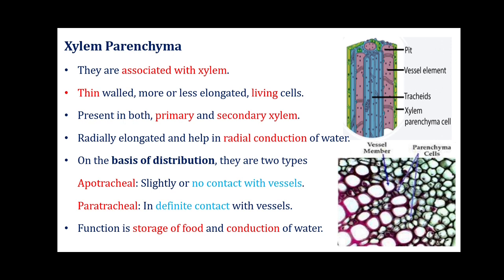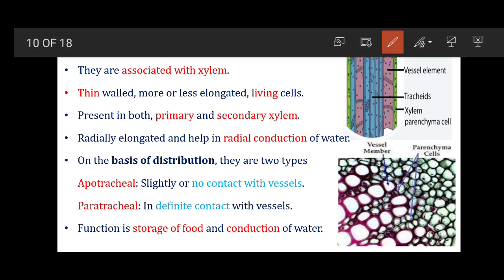On the basis of distribution, there are two types: apotracheal and paratracheal. Apotracheal means slight or no contact with the vessels, and paratracheal means definite contact with the vessels. The function is the storage of food and conduction of water. Here you can see how this green part is associated with the xylem element. This is the parenchyma, and here also you can see these are the xylem vessels and the parenchymatous cells which are associated with the xylem element.